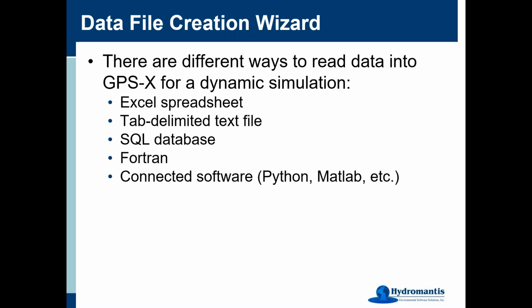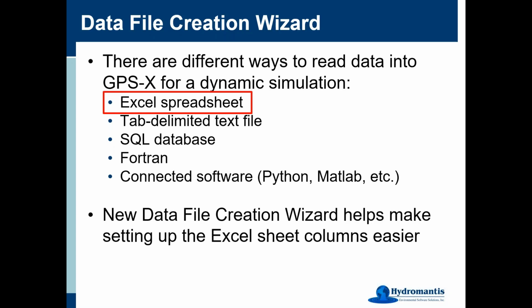And there are lots of different ways to do that we've had over the years with GPSX. So, of course, the most popular ones are the Excel spreadsheet and the tab delimited text files, but you can also connect directly from or to an SQL database. It's not used very much anymore, but we do still support the idea of reading directly from Fortran. And then also, as I mentioned, we have this new way to connect Python directly as well. So those are options, but by far the most popular is the Excel spreadsheet. That's the one that most people use to be able to read things in.